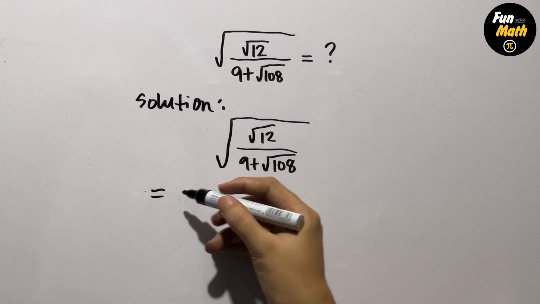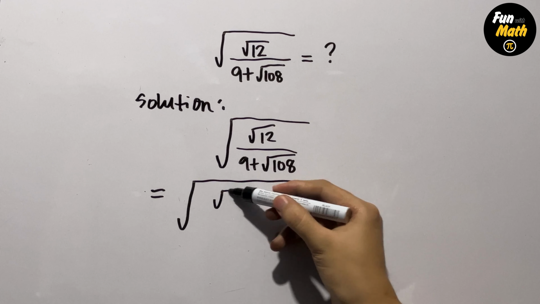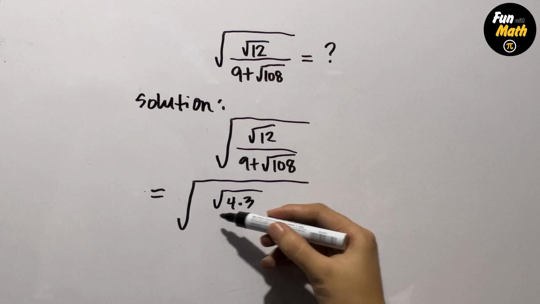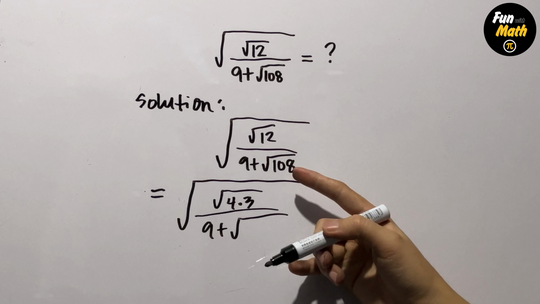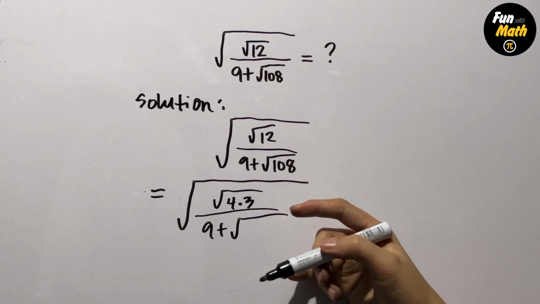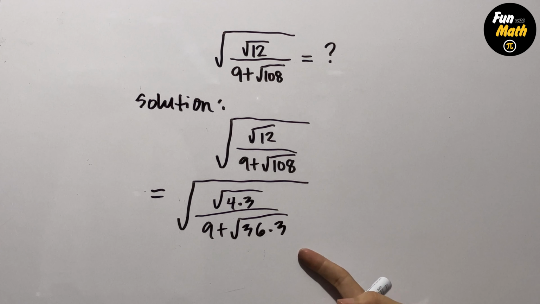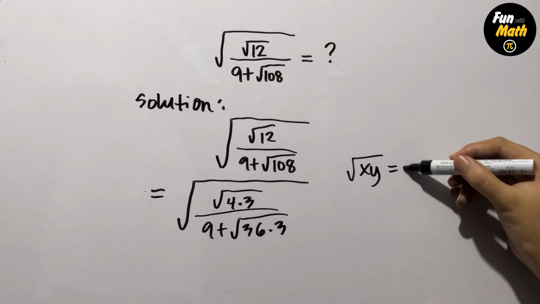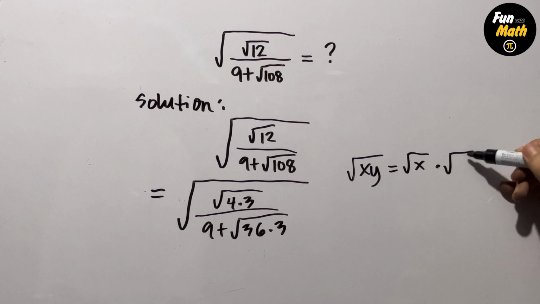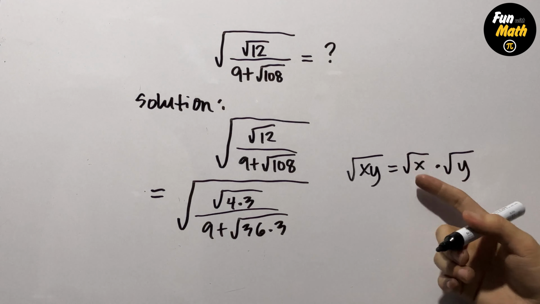So this is equals square root of 12, that is square root of 4 times 3 over 9 plus square root of 108. We can split this into 36 times 3. And for this, there's a rule that we need to follow. That is square root of xy is also equal to square root of x times square root of y. So this means that we can separate by its radical sign.